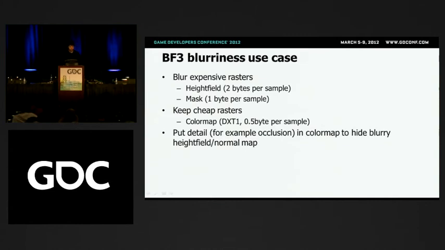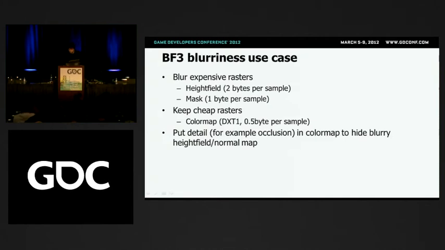Of course, blurriness is not good. You don't want to blur a game. So what we did to try to get around that and still have a game that looks kind of sharp is we blurred only the expensive rasters. The height field is 2 bytes per sample, and the mask is 1 byte per sample, so we blurred those. But we keep the color raster because it's DXT1, so it's cheaper. And then we make sure to put some high frequency detail into the color map to hide the blurry height field and masks behind it.